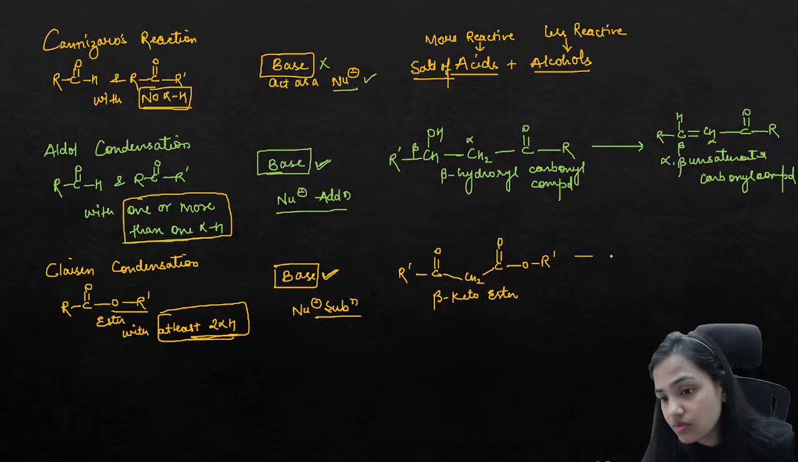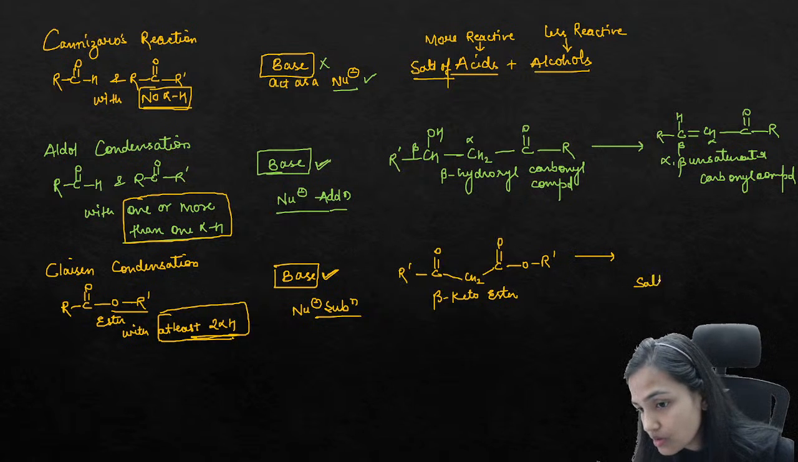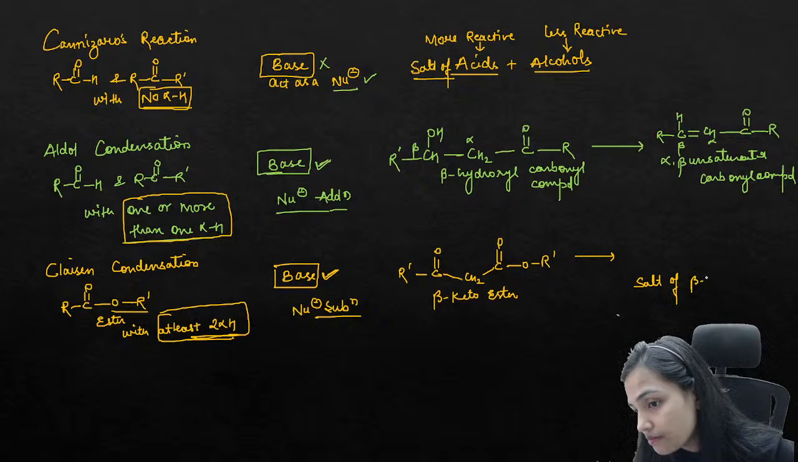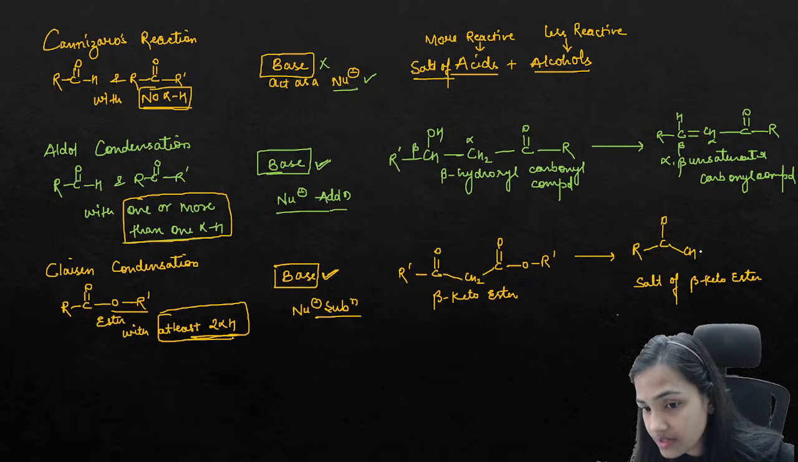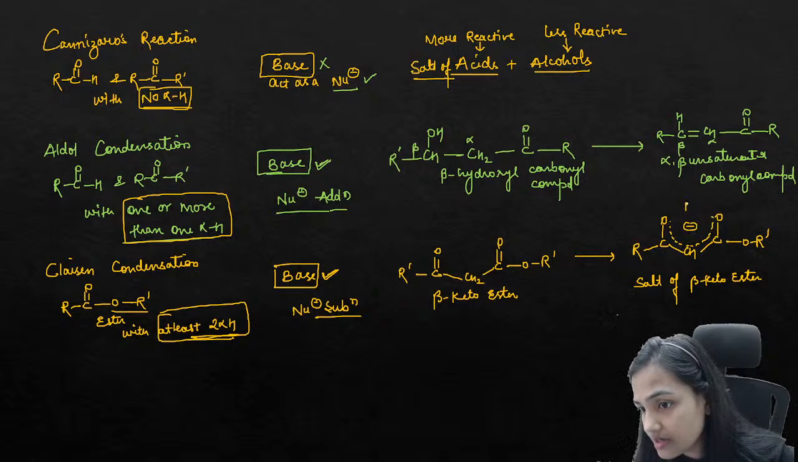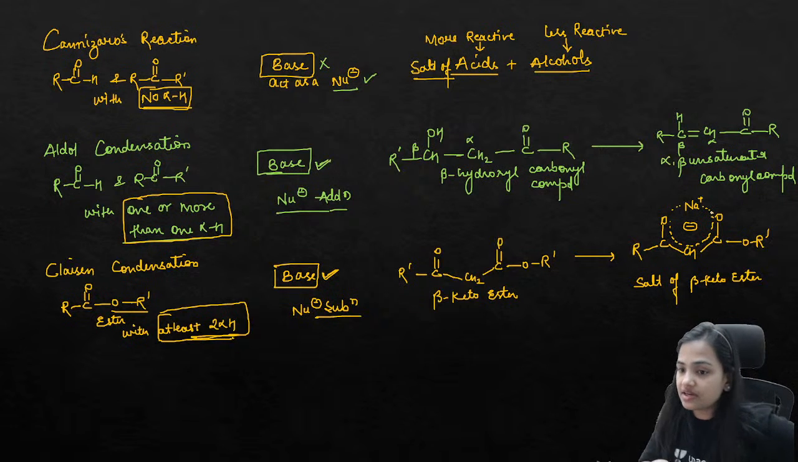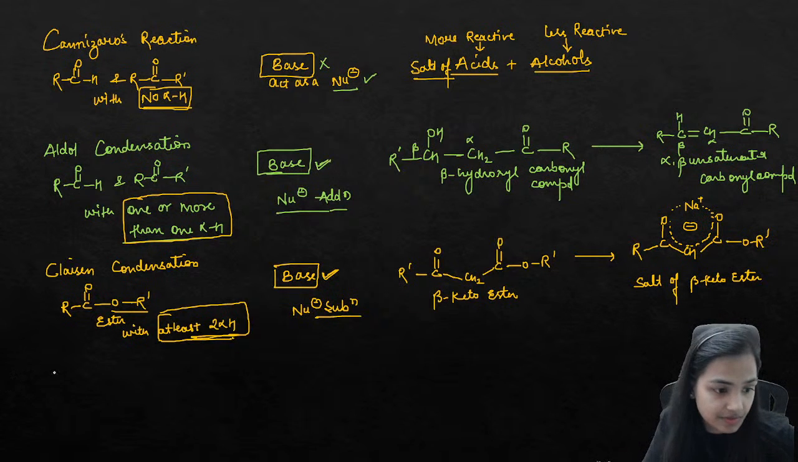But if you have one more acidic hydrogen, you can form the salt of the beta keto ester, which will be the more stable product. RCO CH CO O R dash, where the negative charge will be stable, and here you will be getting Na positive. This kind of interaction, the salt of the beta keto ester, will be the product.